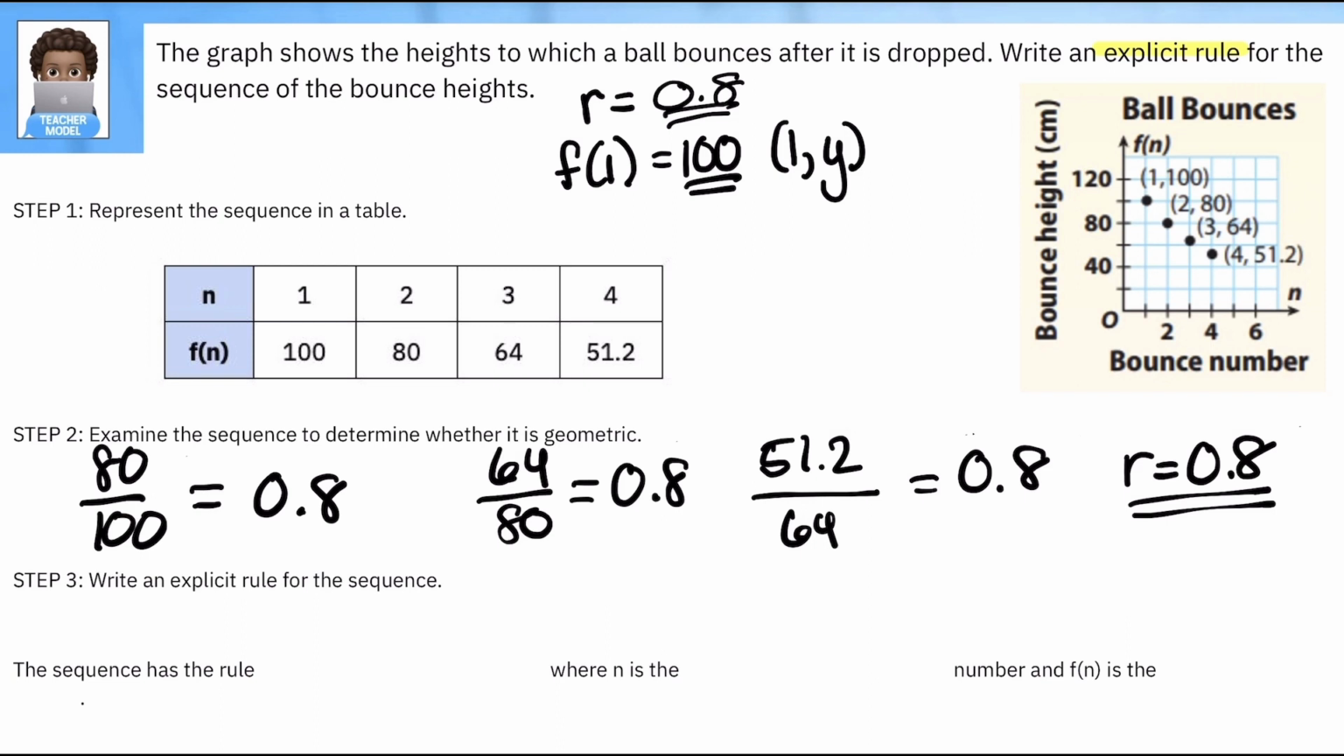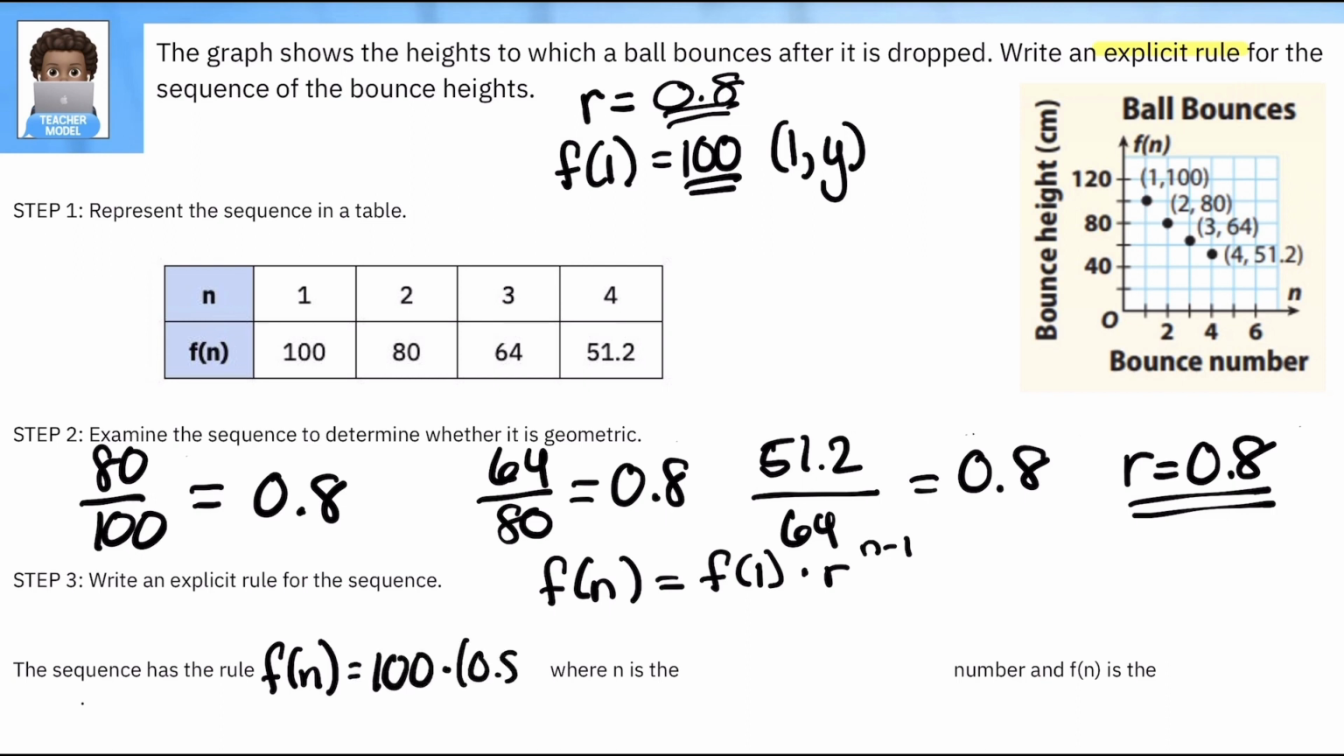So to write my sequence in an explicit rule, f of n, I'm just going to take f of 1 times r to the n minus 1. Or my rule would be f of n is equal to 100 times 0.8 to the n minus 1, where n is the bounce number and f of n is the bounce height.